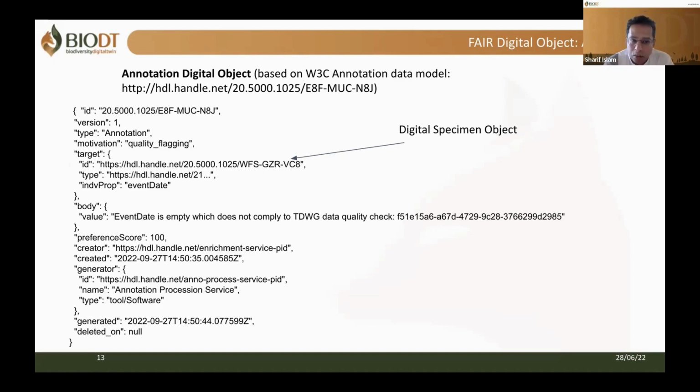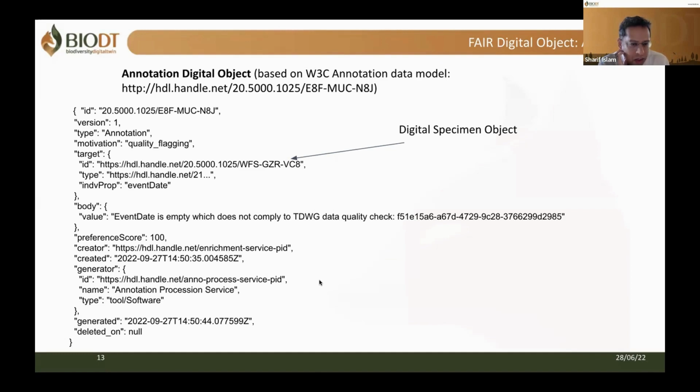This could be a comment, this could be an error correction. In this case, I used a data quality check from a community standard, and I have a link to that, and I have some sort of scoring for that. And then the W3C standard also tells how to capture who did what. So they have a separation between a creator and a generator. And of course, we want to capture the timestamp as well. So this is a very simple example.